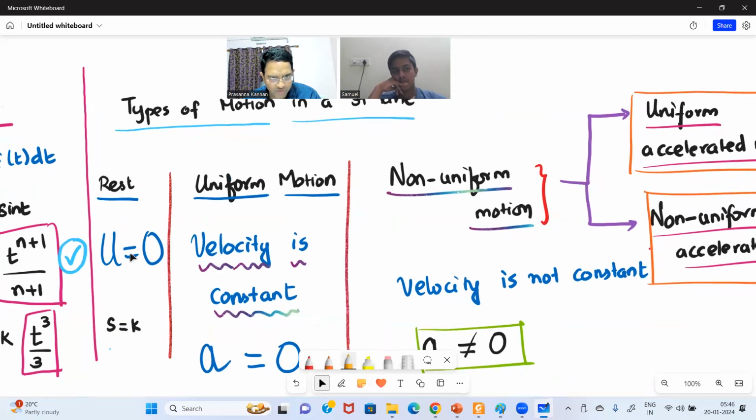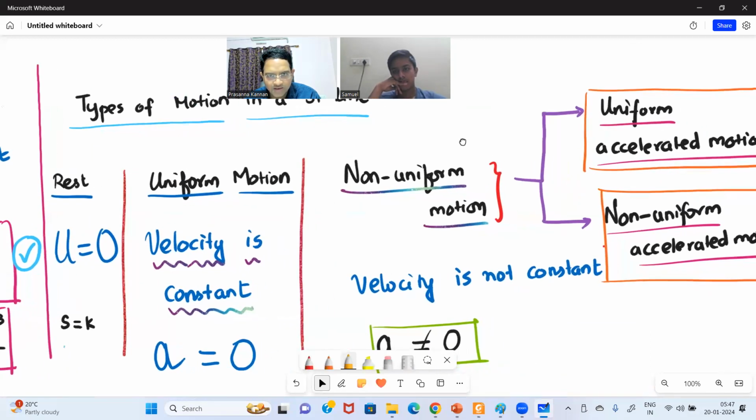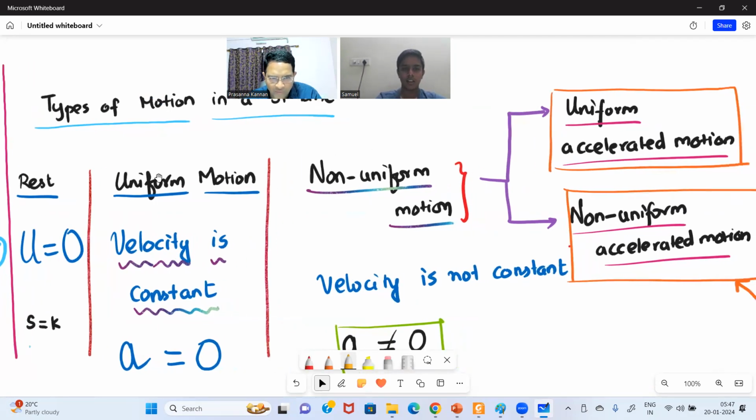So a body is at rest when its velocity is 0, or its position does not change. That means displacement is a constant value. A body is going to be in uniform motion, which means velocity is constant and acceleration is 0.